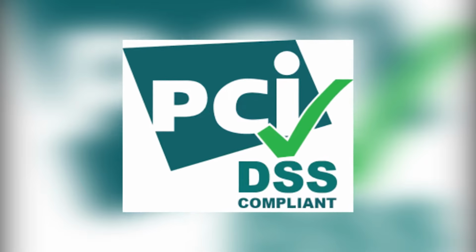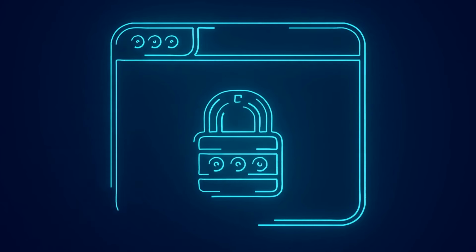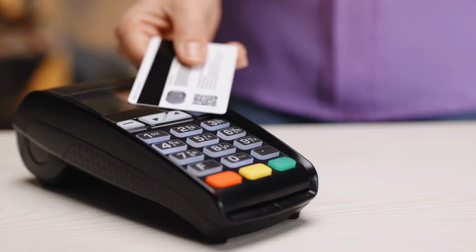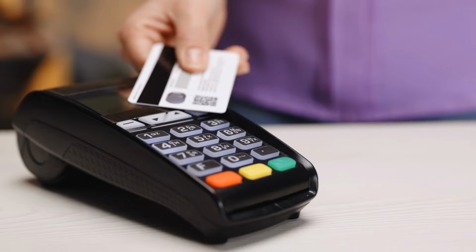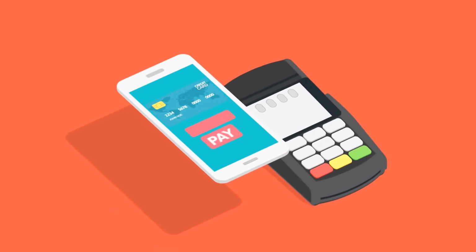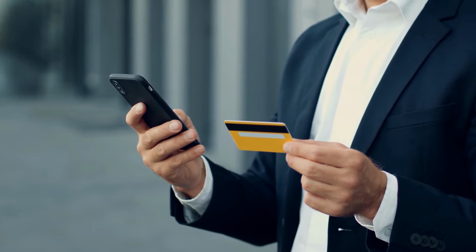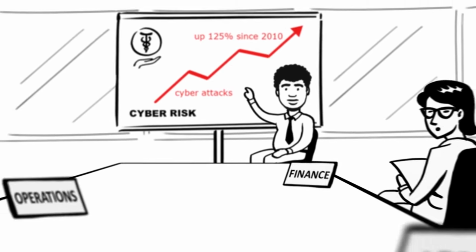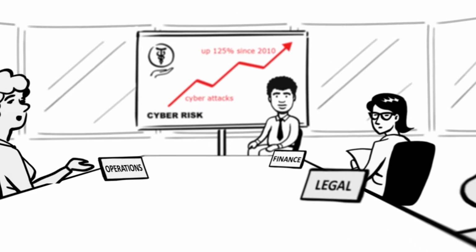PCI DSS, the Payment Card Industry Data Security Standard, is an information security standard mandated by the major credit card brands, including Visa, MasterCard, American Express, Discover, and JCB. The PCI DSS applies to any merchant, bank, payment processor, or other entity that accepts, processes, stores, or transmits credit or debit cardholder information.